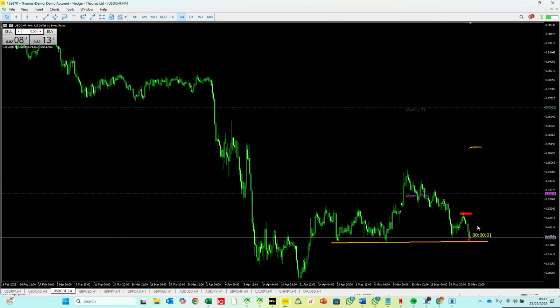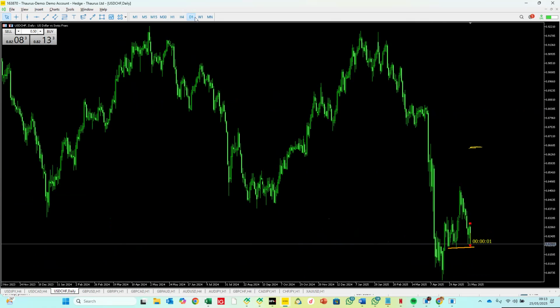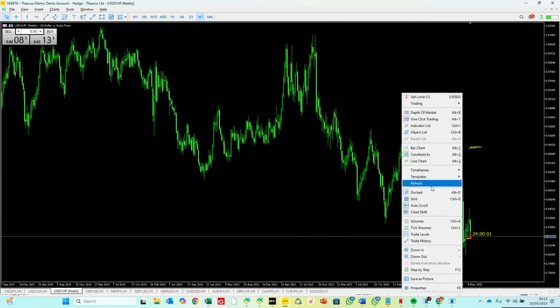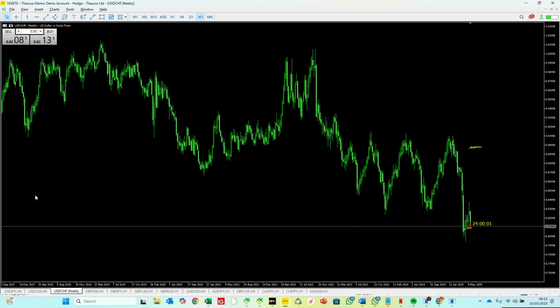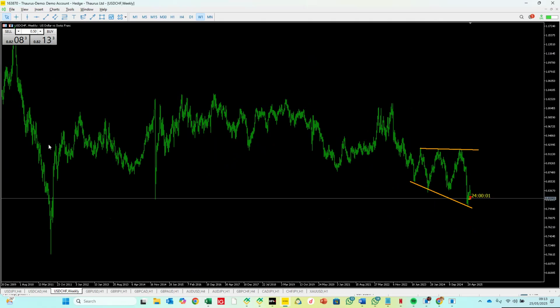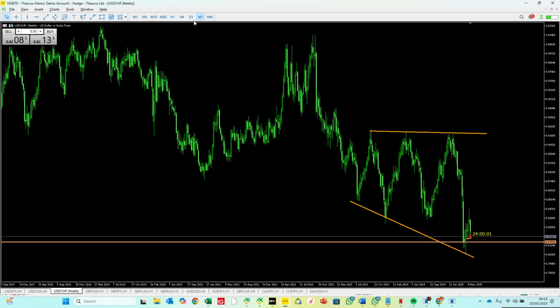For me, what I'll be interested in on the US dollar Swiss francs is a sell continuation. From the weekly time frame, you can see we seem to be in a very big picture right here. So we most likely may want to have a sell-off and a reversal around this zone.